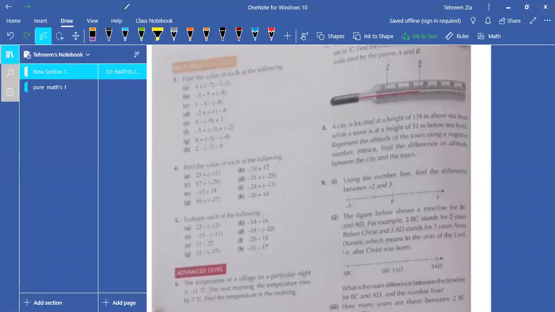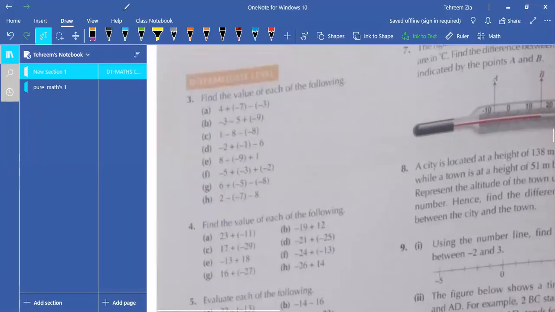Now they are a bit tricky questions. They involve 3 numbers, so we are going to solve them in the same way. Just the questions will be a bit bigger. 4 plus minus 7 minus minus 3.